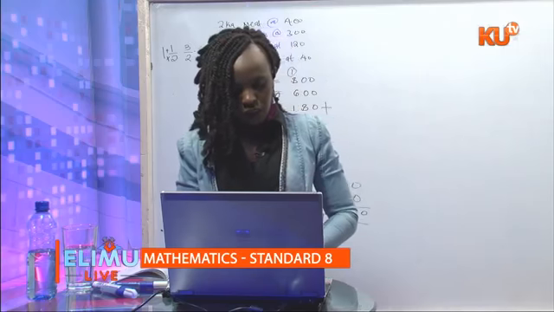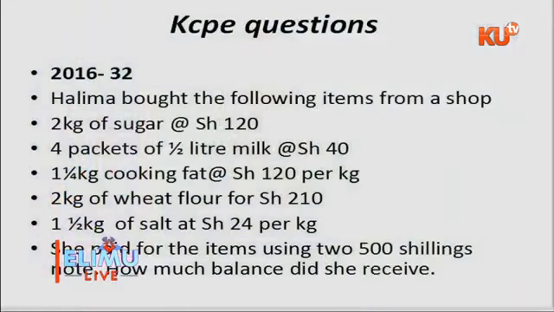Question number 32. The question reads, Halima bought the following items from a shop. 2 kgs of sugar at 120 shillings per kg. Then we have four packets of a half liter milk at 40 shillings. And then we have 1.25 kgs cooking fat at 120 shillings per kg. 2 kgs of wheat flour for 210 shillings. 1.5 kgs of salt at 24 shillings per kg. She paid for the items using 2 500 shillings notes. How much balance did she receive?